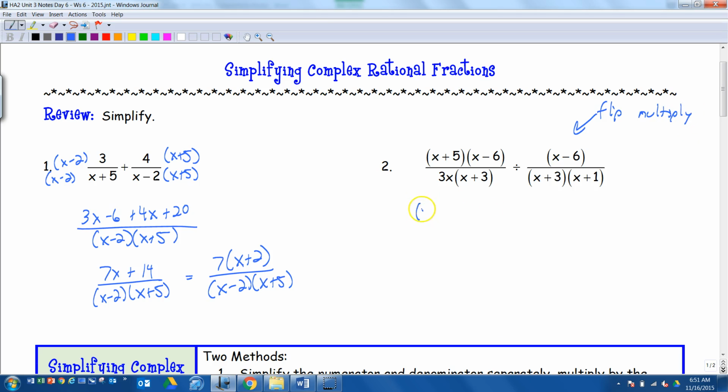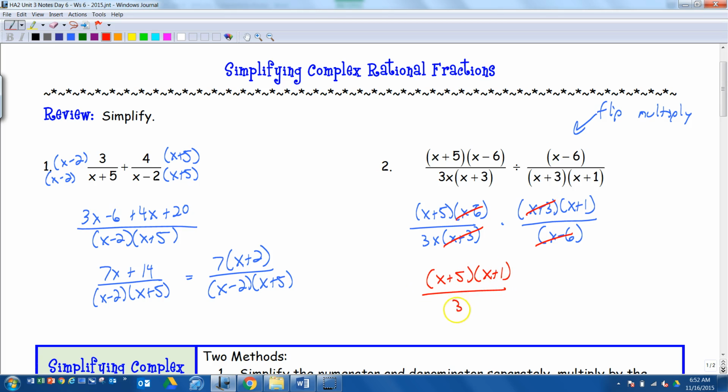So let's do that. We still have x plus 5, x minus 6, a 3, an x, and an x plus 3, times an x plus 3, an x plus 1, all over an x minus 6. Let's look for our common factors that cancel. We have an x plus 3 here and here. We have an x minus 6 here and here. It looks like that's it. So we are left with a final answer of x plus 5, x plus 1, all over 3x. And this was the answer from the last one.